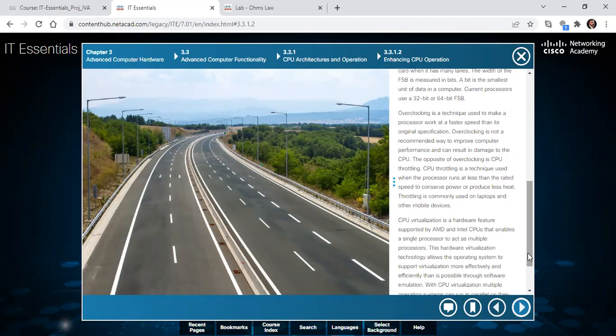So there's what we call overclocking, and it's very important you understand this. A lot of people want to buy a system with a lower processor and overclock it to a higher speed. You can do that, but there are always some challenges that come. So let's look at the overclocking technique. Overclocking is a technique used to make a processor work at a faster speed than its original specification.